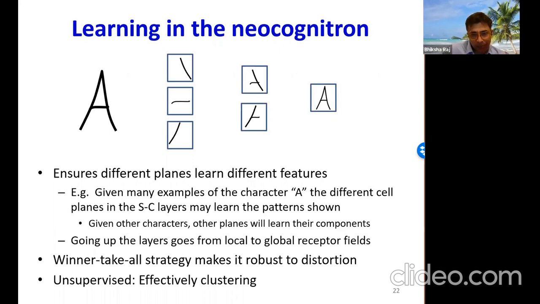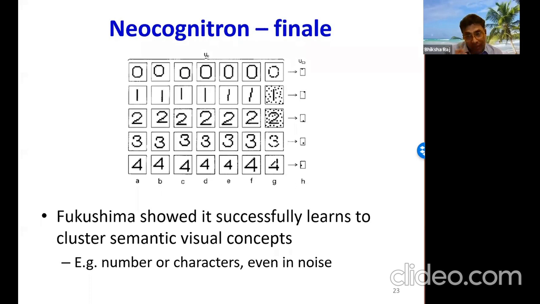Now, Fukushima ran various experiments and showed that the model successfully learns to cluster semantic visual concepts like digits or characters. So for example, when it's trained on examples of digits like these, the final layer response becomes quite specific. Some cells fire only in response to zeros, to one, and so on. Also, the behavior is robust to noise. So it's scaling and position invariant, and also doesn't get affected by noise. And so the bottom line is that the neocognitron is able to learn visual concepts without supervision.